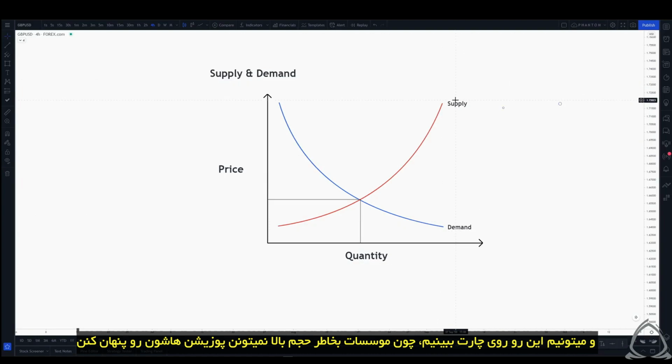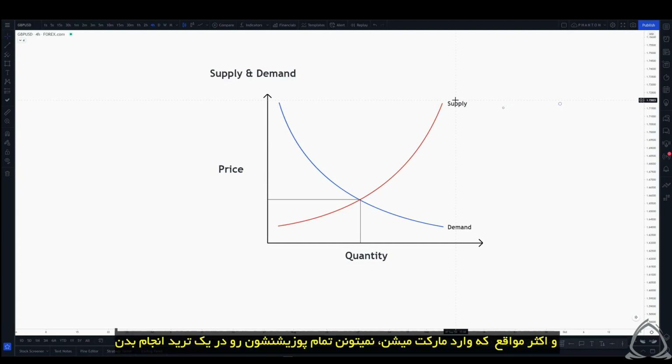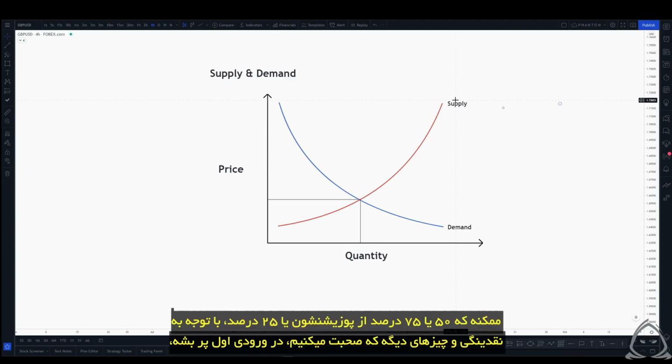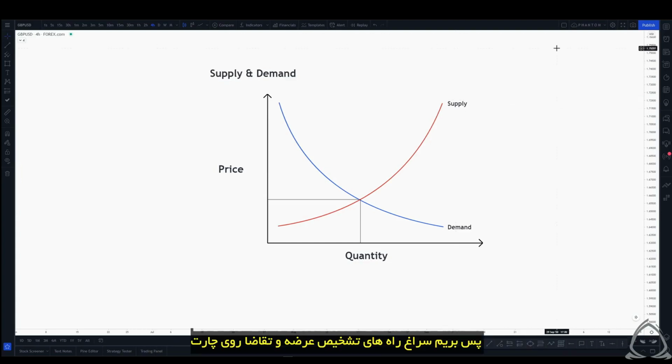Institutions are just simply unable to hide their position sizing because their orders are so vast. They move the market. And more often than not, when they do enter the market, they're not able to enter all of their positions in one go, which is why you'll see price gravitate back to these particular supply and demand zones and then continue based on those, because they need to fill their orders. They might get 50, 75% of their order on the first entry, or maybe even 25% depending on liquidity and other concepts we'll discuss. But price has to return back to that area so that they can load up on their full size position.